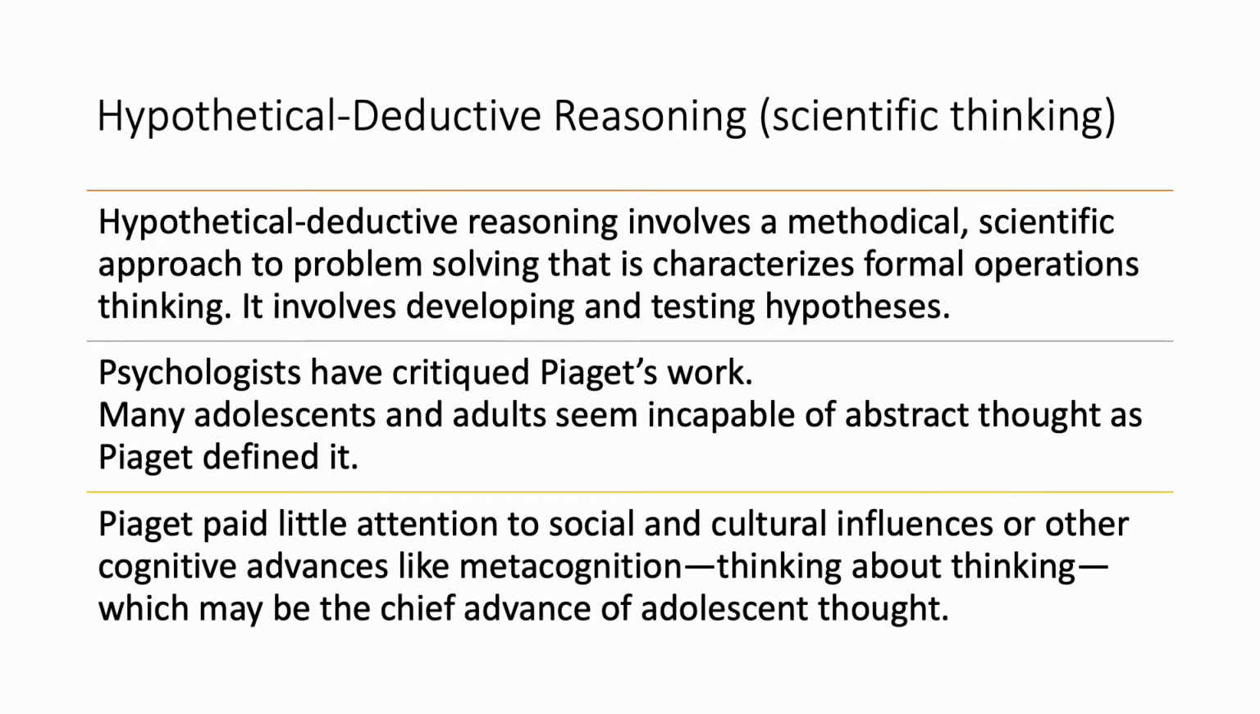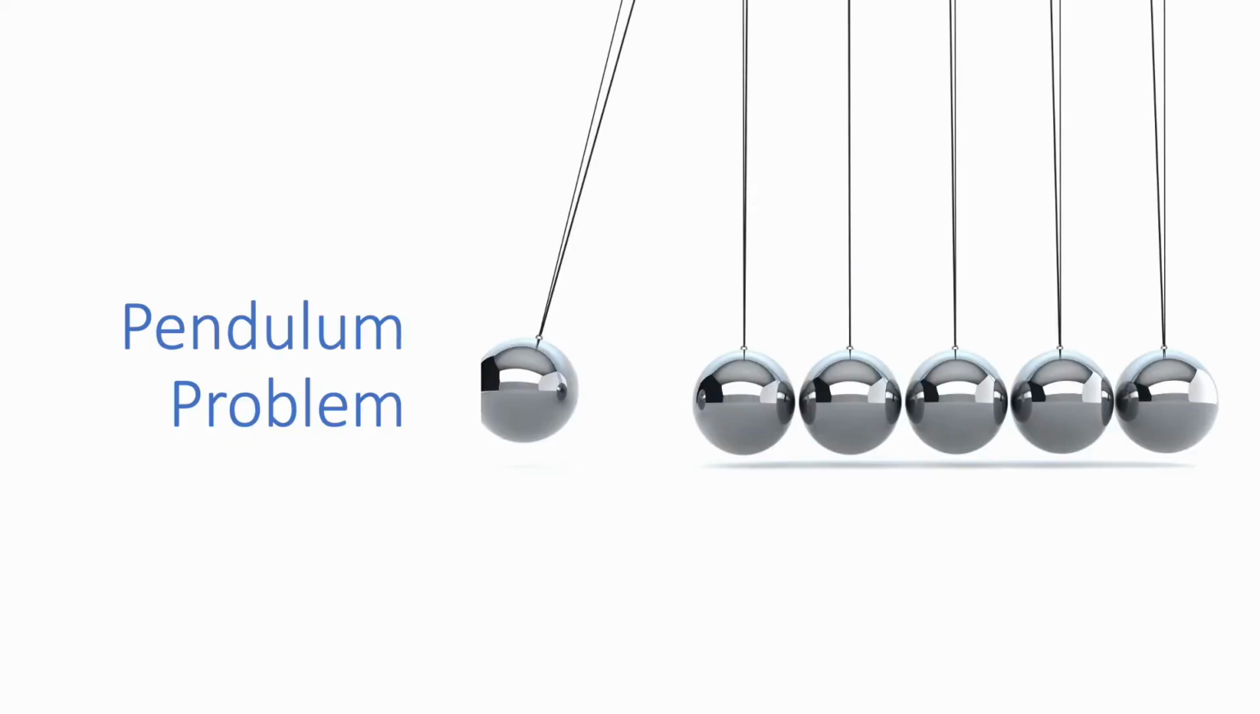Psychologists have critiqued Piaget's work. Many adolescents and adults seem incapable of abstract thought as Piaget defined it. And Piaget paid little attention to social and cultural influences or other cognitive advances like metacognition, which is thinking about thinking, which may be the chief advance of adolescent thought.